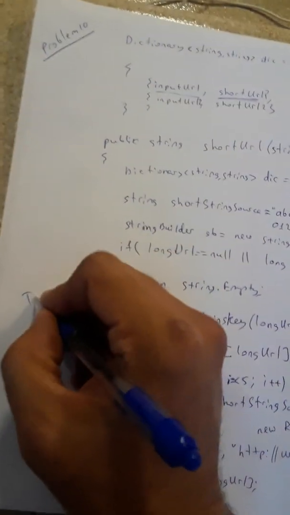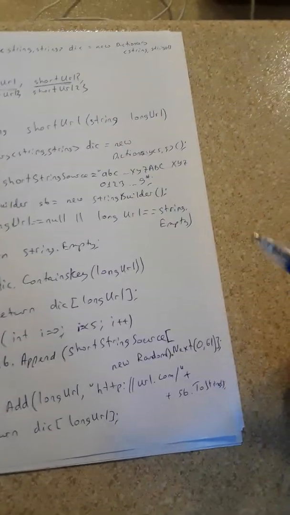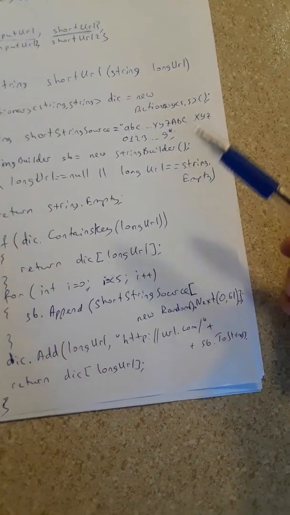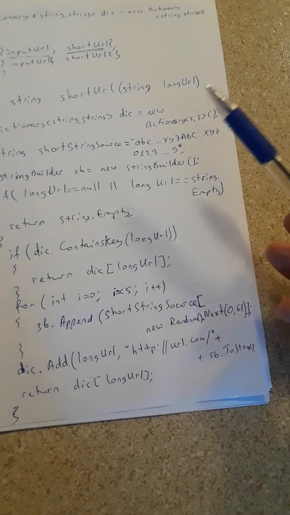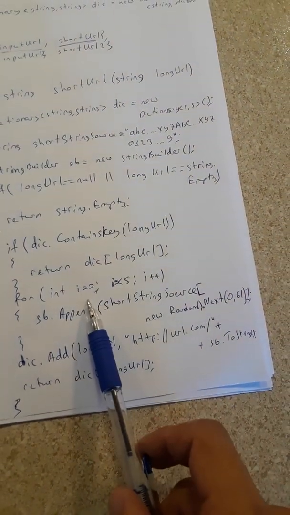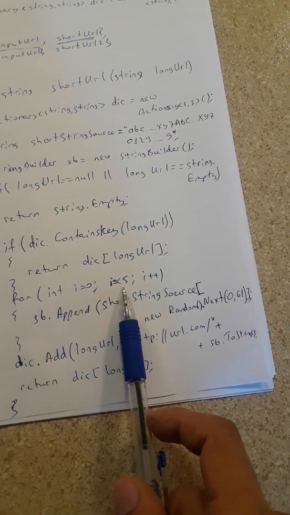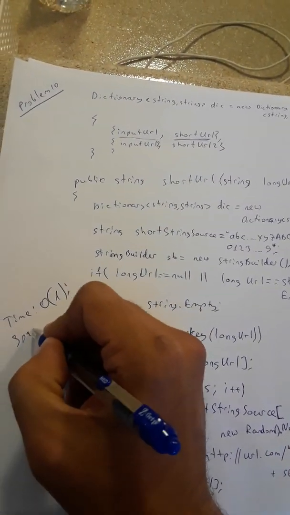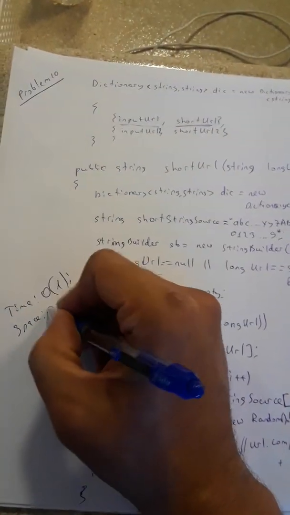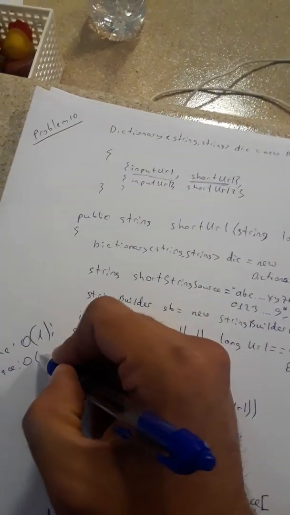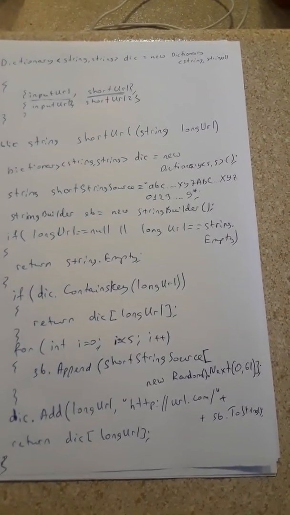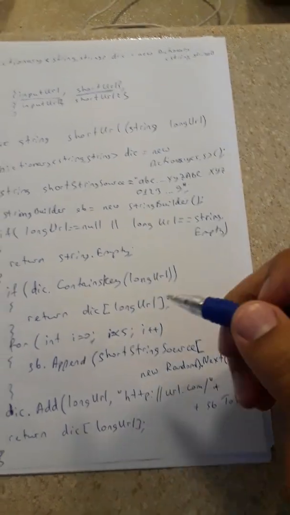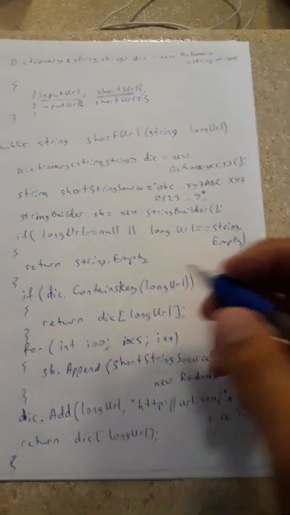So that's it. Time complexity is like a number of operations. In the worst case, if we don't have a URL in our dictionary, we will have 6 operations. So it's order of 1. And space complexity, if we are using a dictionary, will also be order of 1.